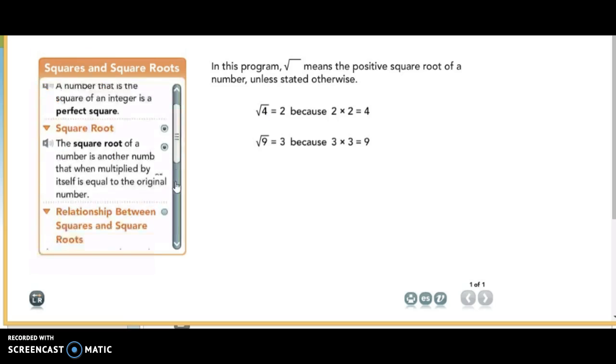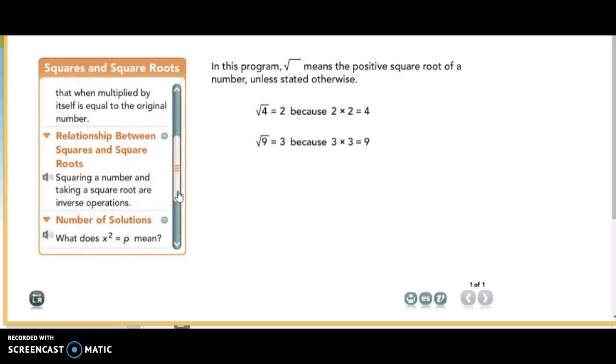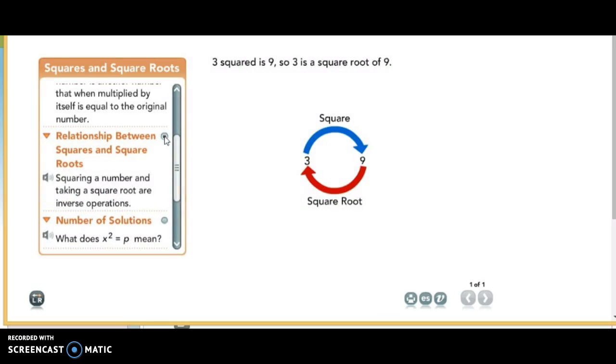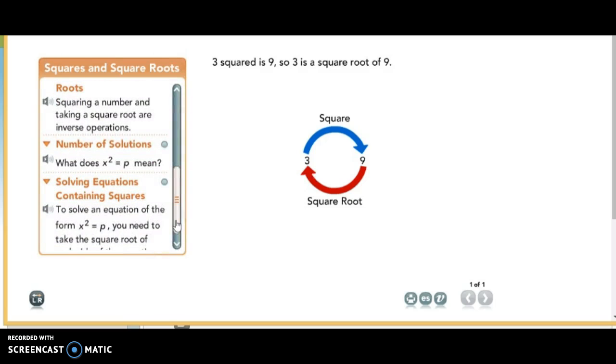So you can tell that the relationship between a square and a square root, they're all going to be together. So here we have 3 squared, and it equals 9. Well, the square root of 9 is going to equal then 3. So we can see that they're going to be intertwined pretty closely.